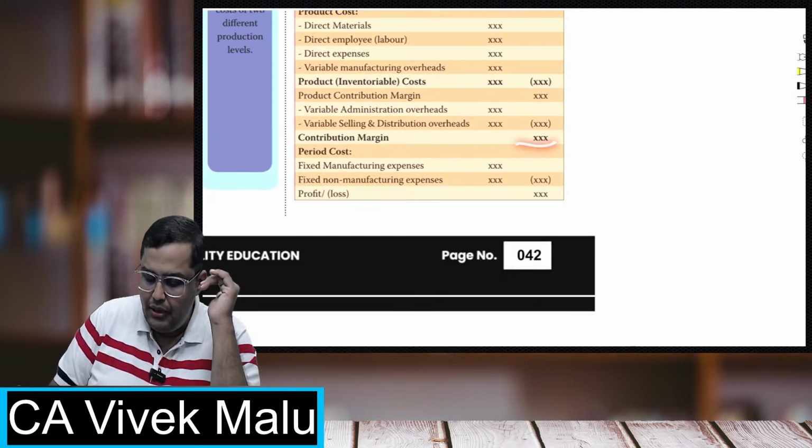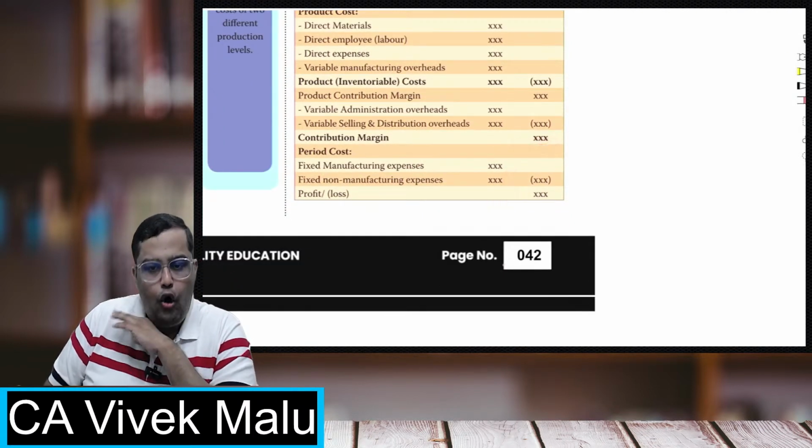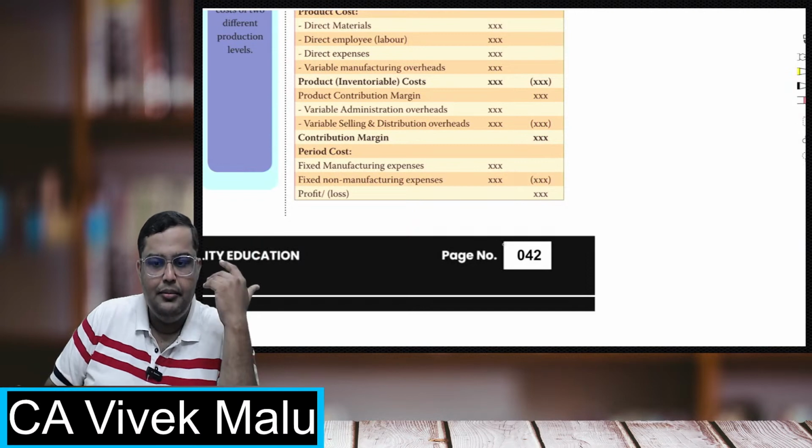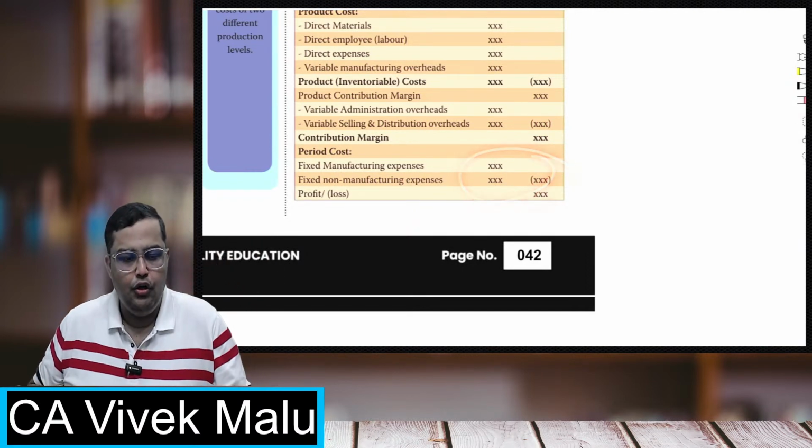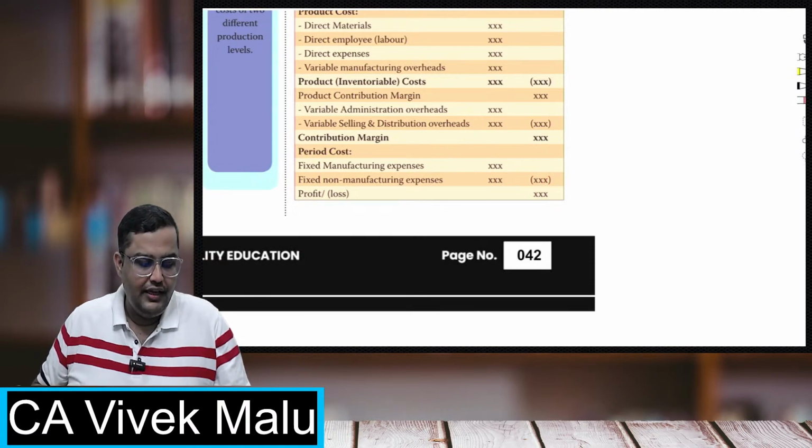Now from contribution margin, reduce all fixed expenses, maybe manufacturing, maybe selling, distribution, you get the profit or loss. Okay, so this is how we make this statement.